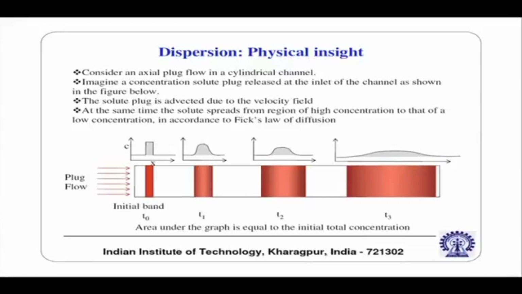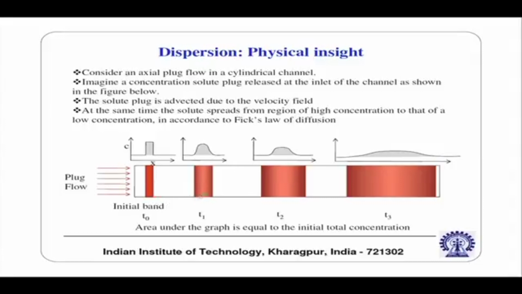Now we will extend the diffusion concept to the concept of dispersion. Consider an axial plug flow in a cylindrical channel. If you look at the schematic, you will understand it very nicely. So this is an initial band. Imagine a concentrated solute plug released at the inlet of the channel as shown in the figure.